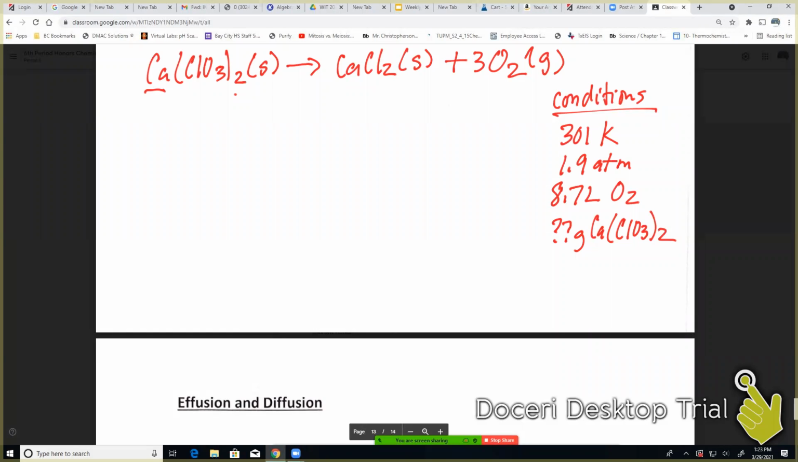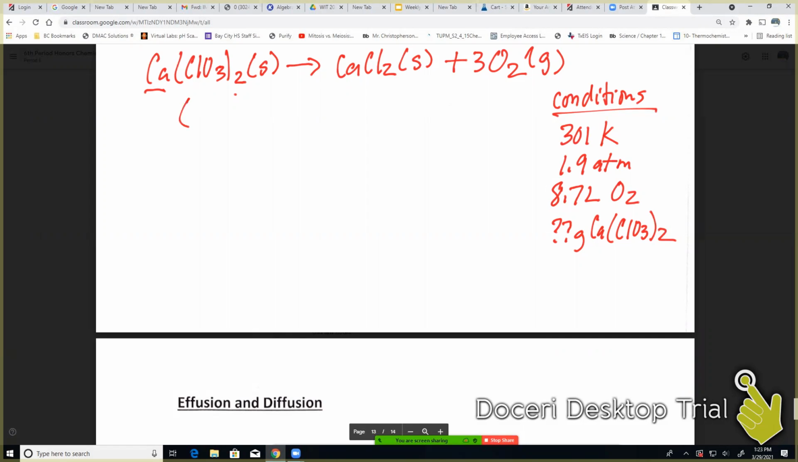If we would have been at STP, then yeah, we could have started with that 8.7 and we would have never had to use the ideal gas law. But we don't have anything that we can get out of those liters with the information that we're given. But we do have everything we need to use the ideal gas law.